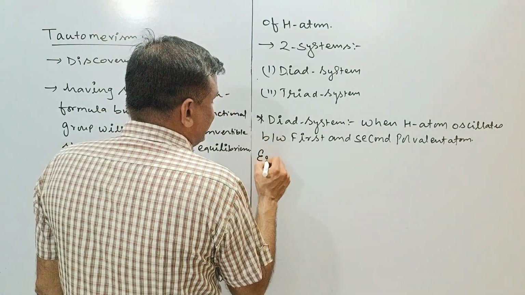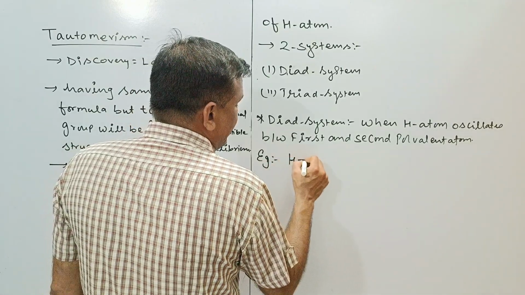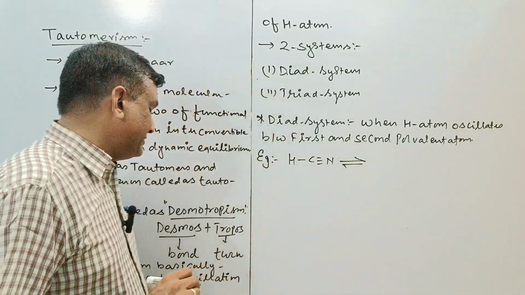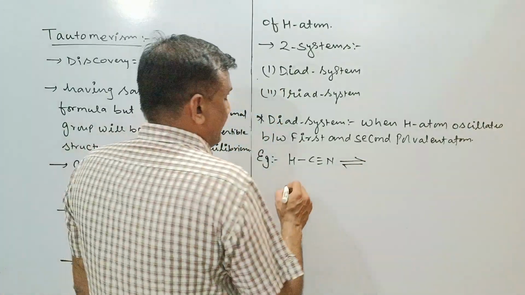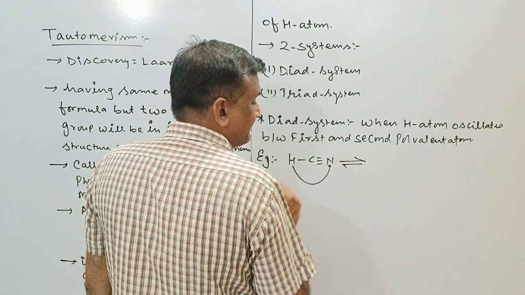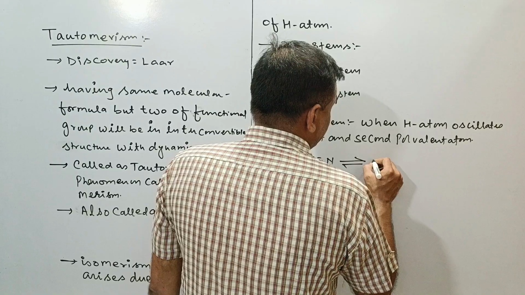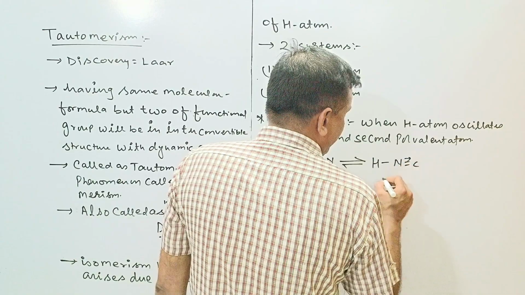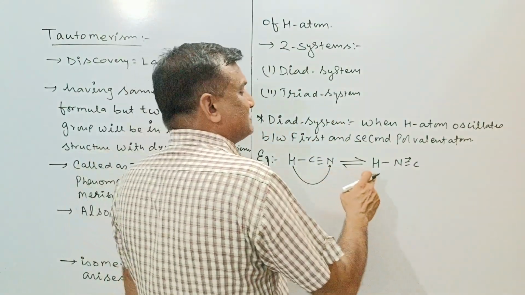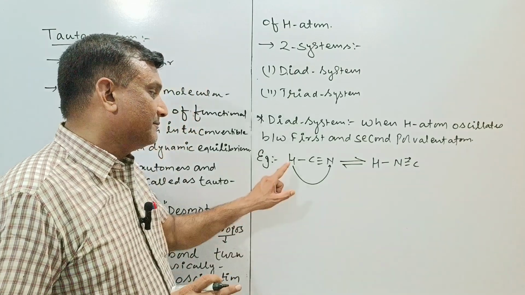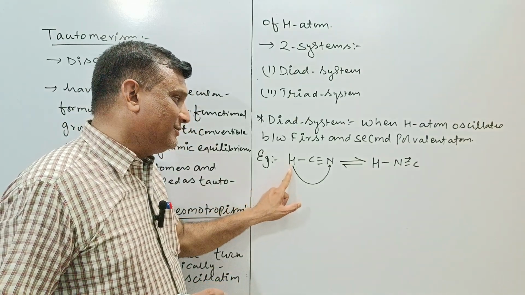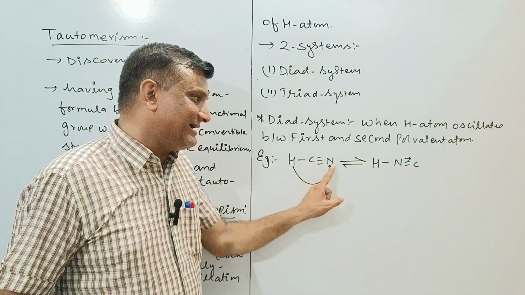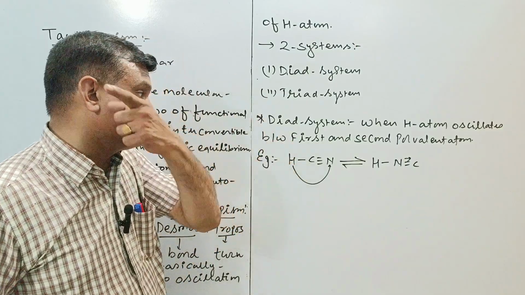If we go with this, we can take the example of HCN. This is hydrogen cyanide. Here is the equilibrium. As I told you, there will be the presence of equilibrium. Whenever this hydrogen migrates over here, then the condition will be as follows. This is the H, this is the N, and here will be a coordinate bond. This is hydrogen cyanide and this is hydrogen isocyanide. Migration of hydrogen from one atom to the second atom. So this is called the diad system.